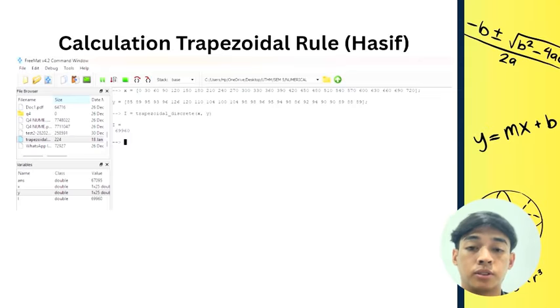This slide shows the software validation of the trapezoidal rule calculation for subject Hasif. The time and the heart rate data were entered into FreeMat, and the trapezoidal integration function was applied. The computed workload is 69,960 BPM per second, which matches the manual calculation shown earlier. This confirms the accuracy of the trapezoidal rule implementation.